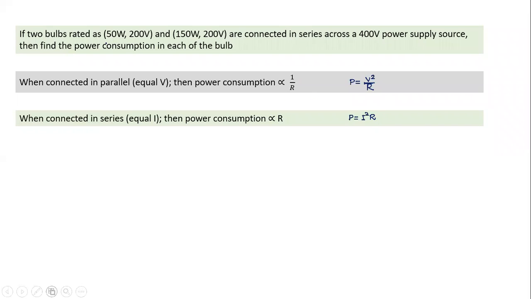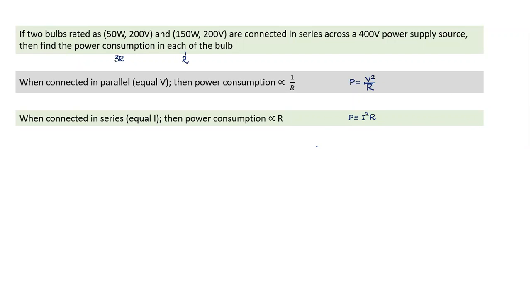One way of solving this question: they are connected across a 400 volt supply. From this information, we can easily calculate the resistance of each bulb. We can calculate the resistance of this one, and of this one also. The one which has higher wattage will have lower resistance. So if this resistance is R, this will be equal to 3R. The resistance is inversely proportional to power, and the power consumption in series is proportional to R.